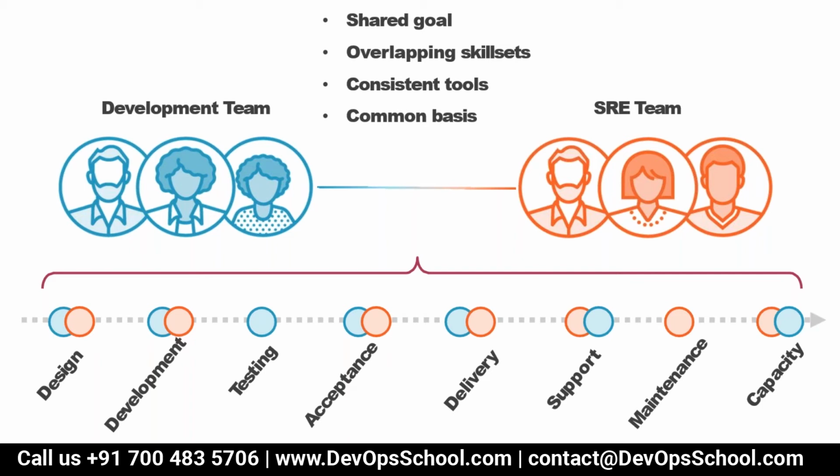Same way, the SRE team earlier was not talking to the development team, and was running all this infrastructure in an isolated environment. Now, during delivery, support, and capacity planning, they involve the development team also. So now the development team and SRE team work together in sync with shared goals, overlapping skill sets, consistent tools, and common basic stuff. This is a high-level definition of SRE.